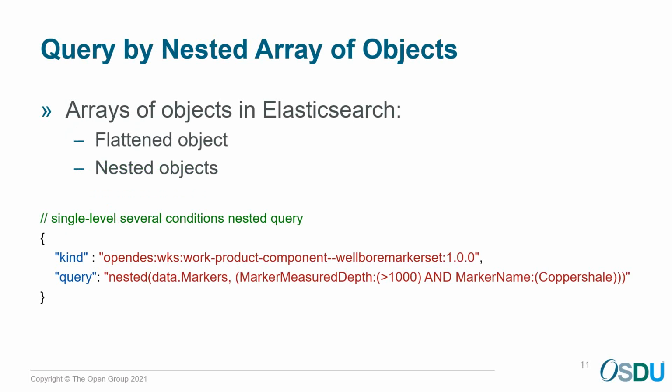Arrays of objects can be indexed in one of two Elasticsearch types, as a flattened object or as a nested object. In the case of nested objects, you must use the nested query function. First, you specify the array name and then the fields and their values. So, this example queries the copper shell layer deeper than a kilometer.